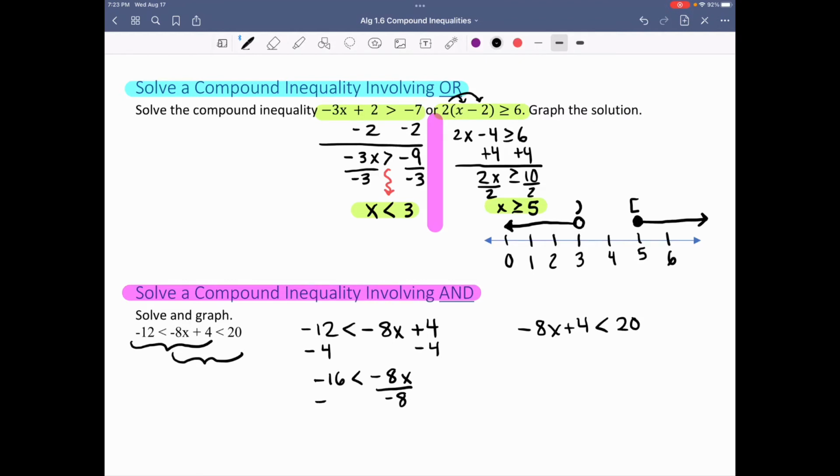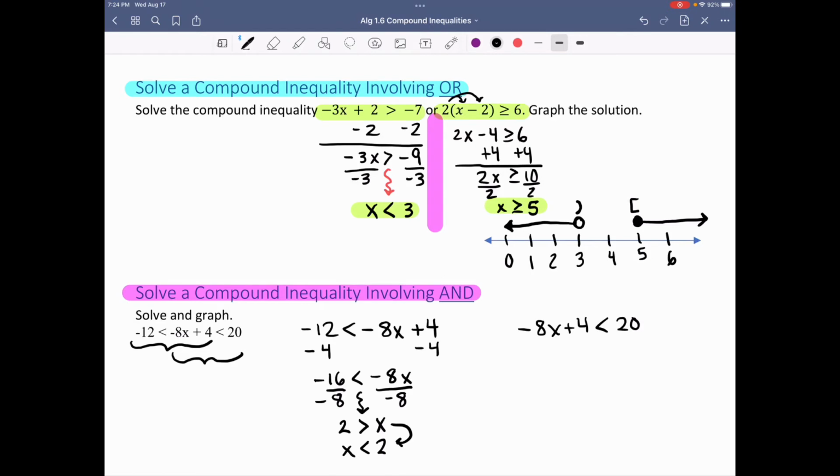And because I did that, I have to flip the inequality symbol. So it's now going to point this way. The negative 8's cancel. We have x. Negative 16 divided by negative 8 is 2. Now, I can leave it as it is, but when I graph this, it's much easier if I flip it around. So I'm going to read it backwards as x is less than 2. So just flip it.